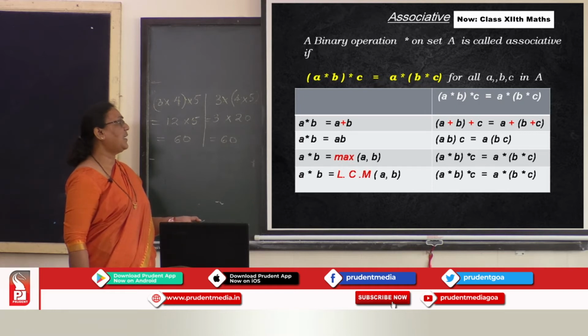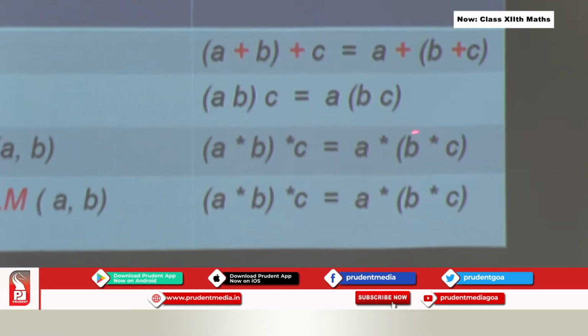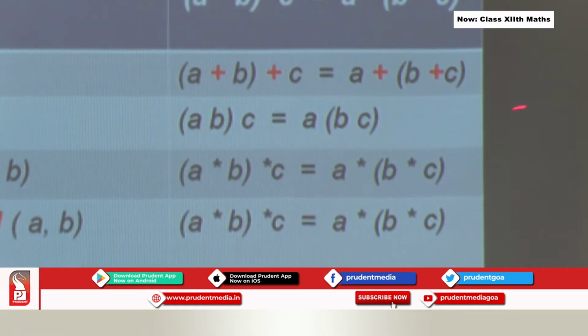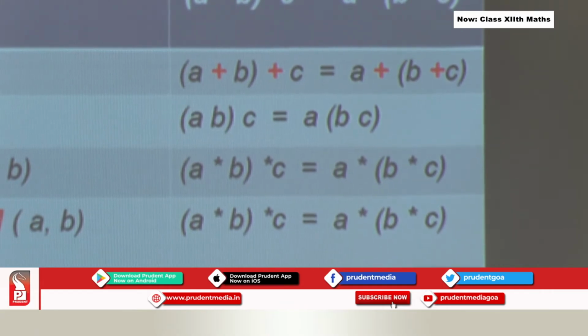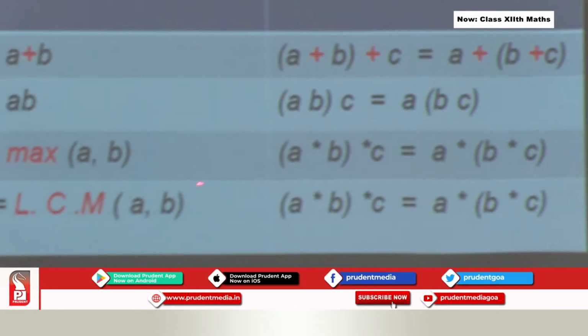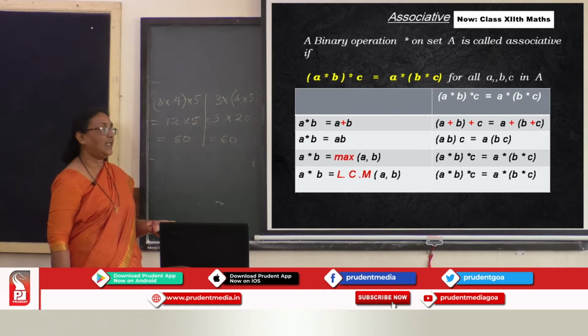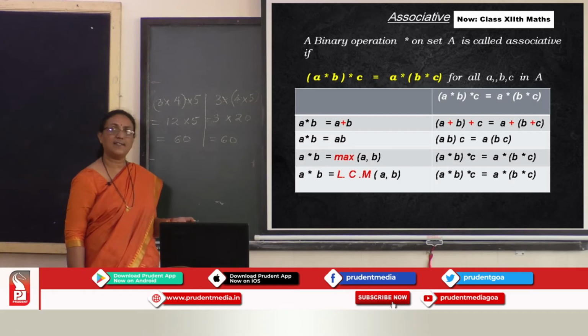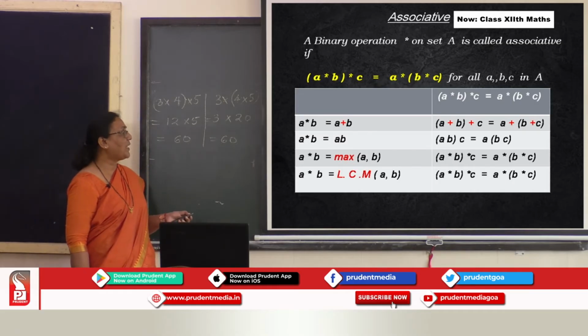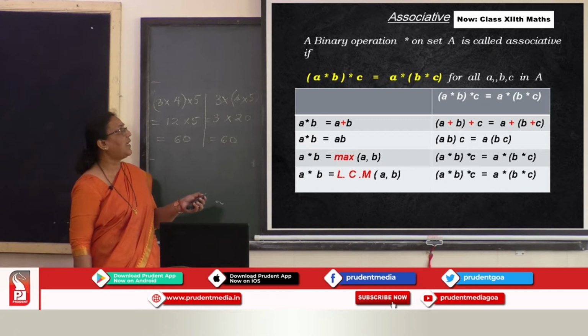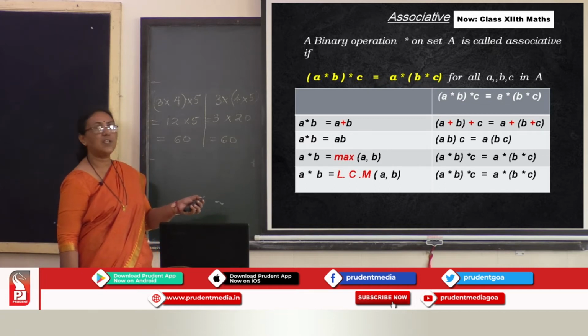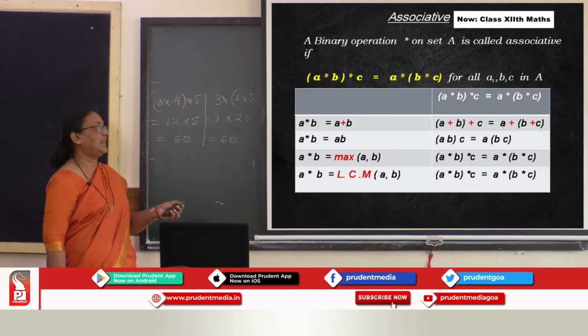Now maximum of 3 and 4, then 5, or maximum of 3, and maximum of 4 and 5. If you take it like this and change the bracket, you will get the same answer. Similarly, if A star B is LCM of A and B, and you take LCM of A and B and then C, or LCM of B and C and then A, both the sides the answers will be the same. Therefore, this operation star is associative in this set, whichever set it is defined. In that set it is associative.